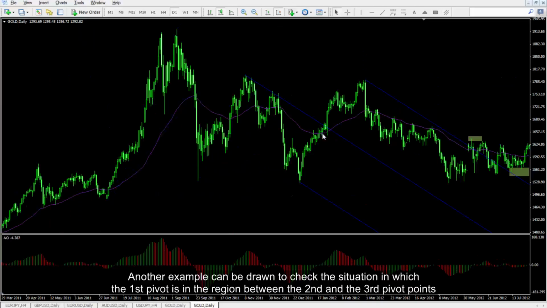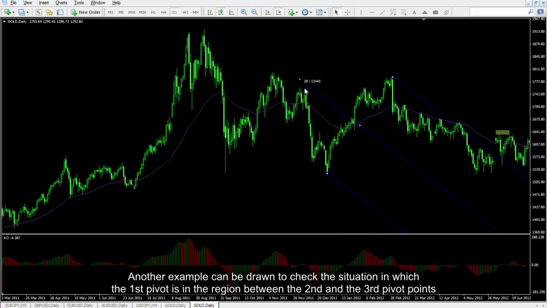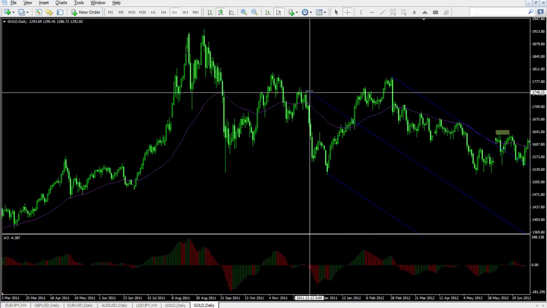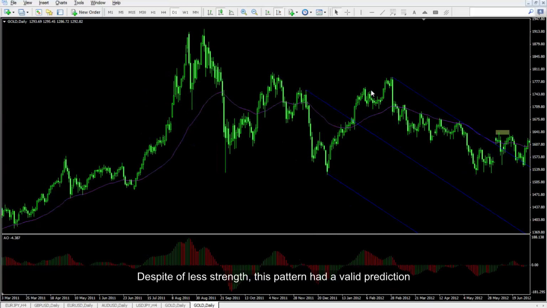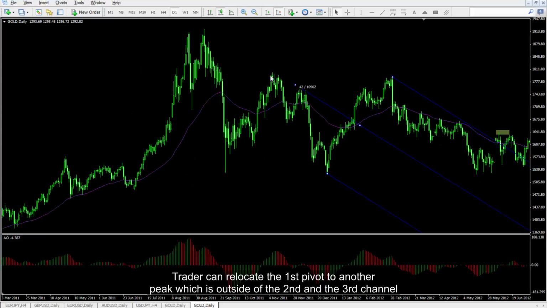Another example can be drawn to check the situation in which the first pivot is in the region between the second and third pivot points. Despite less strength, this pattern had a valid prediction. A trader can relocate the first pivot to another peak which is outside the second and third channel.